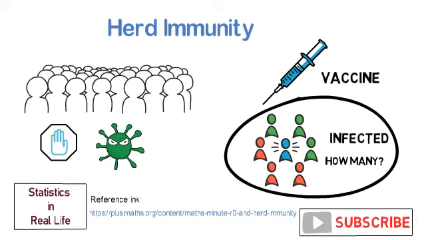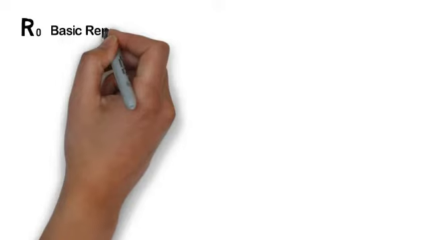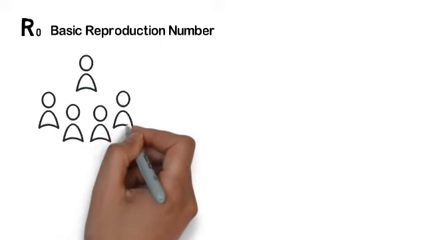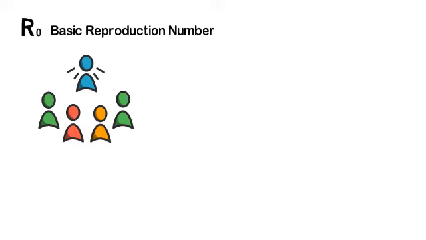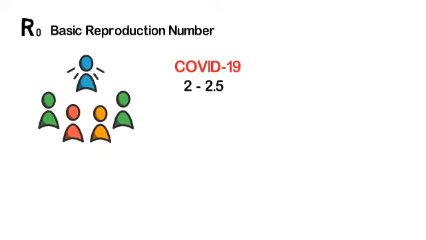Now, let's get started. For an infectious disease, there is a statistical term called R0. It is the basic reproduction number of the disease: the average number of people an infected person goes on to infect. For COVID-19, this number is currently estimated between 2 and 2.5. The higher the R0, the more people an infected person can infect.